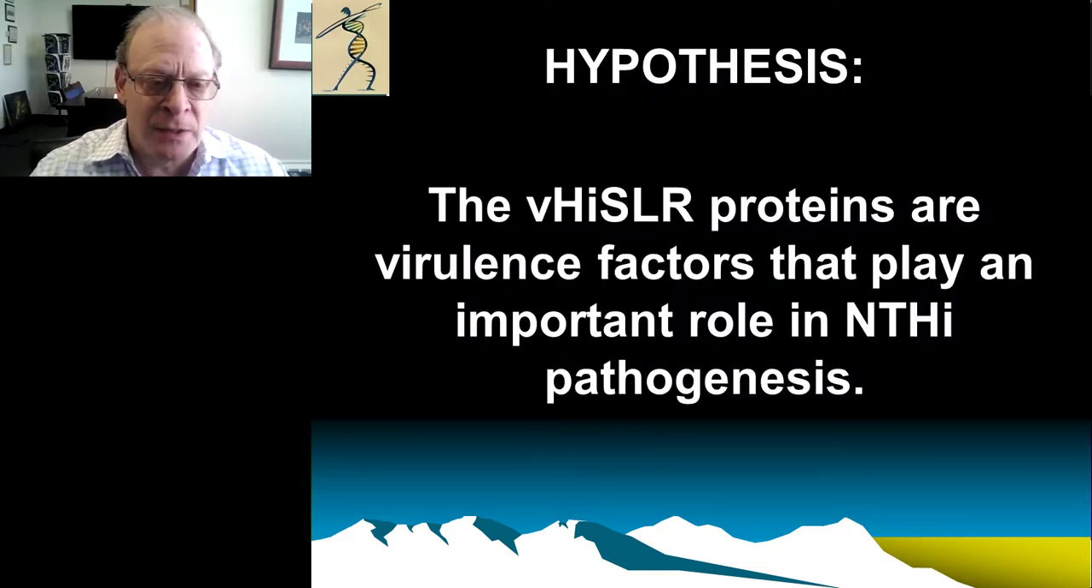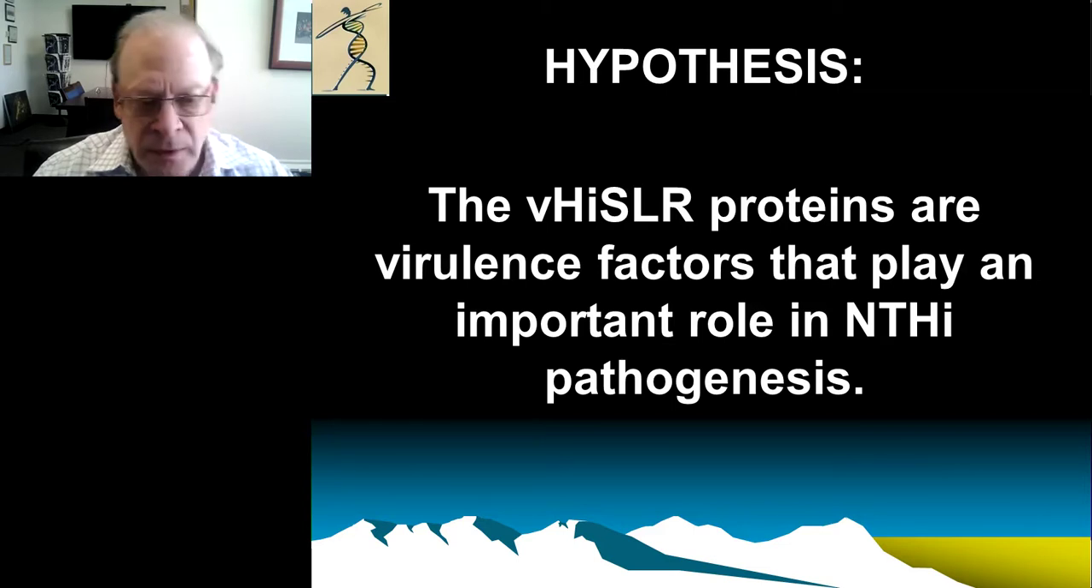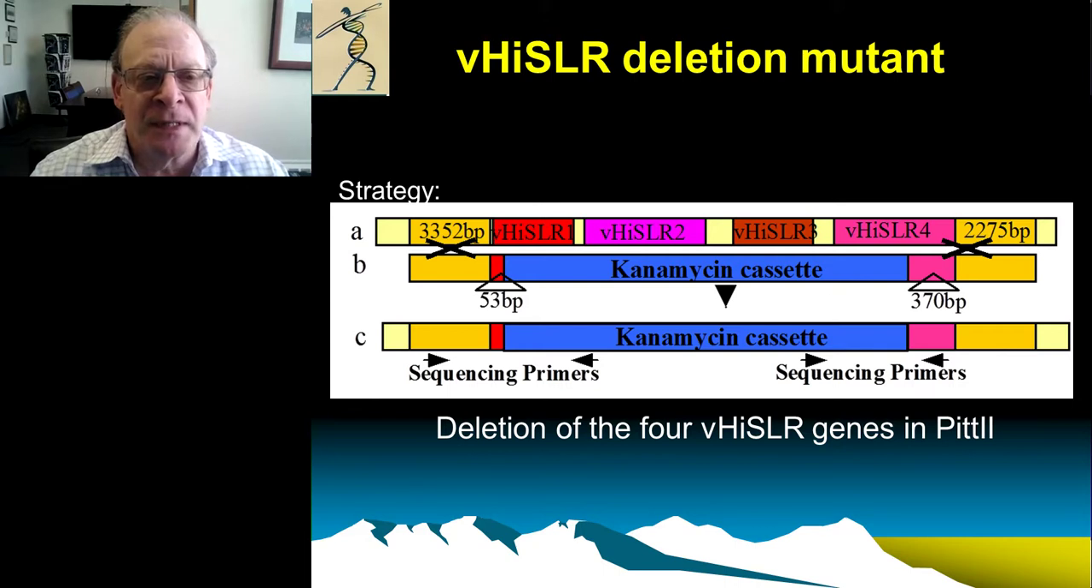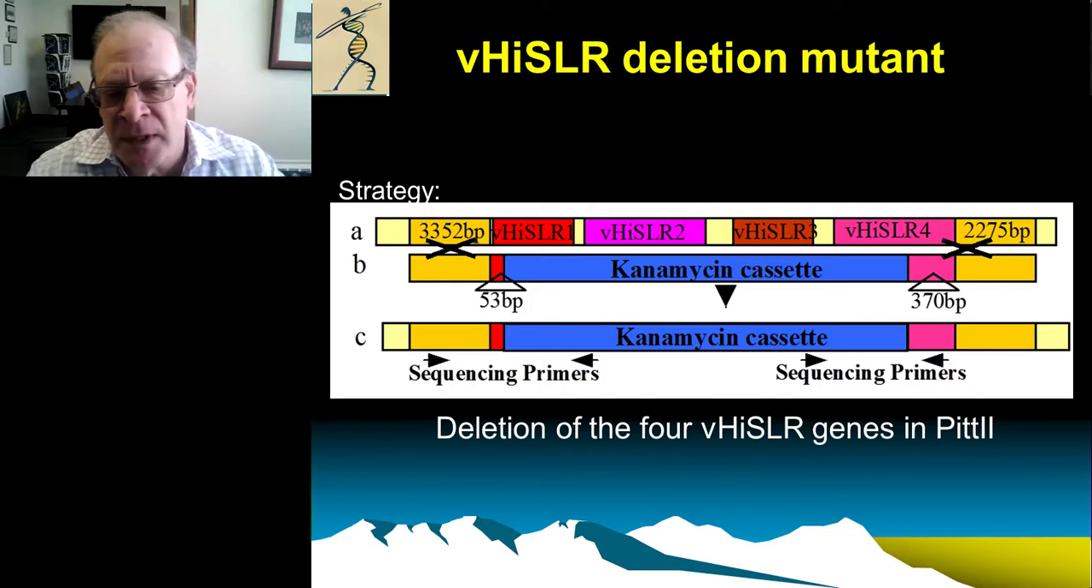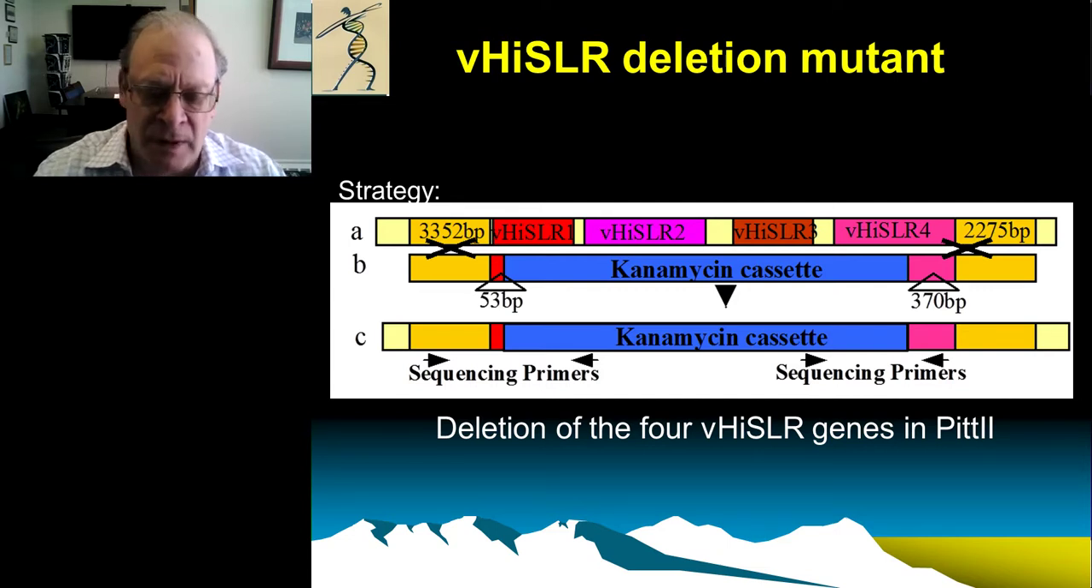And so then I had two graduate students who worked to determine whether these VHISLR proteins that were predicted from this gene family actually played a role in Haemophilus influenzae pathogenesis. One of the first things they did was to knock out all 4 copies of this gene in a virulent strain of Haemophilus influenzae that we call FAAAS, and replace it with a kanamycin cassette, as you can see in this slide here.